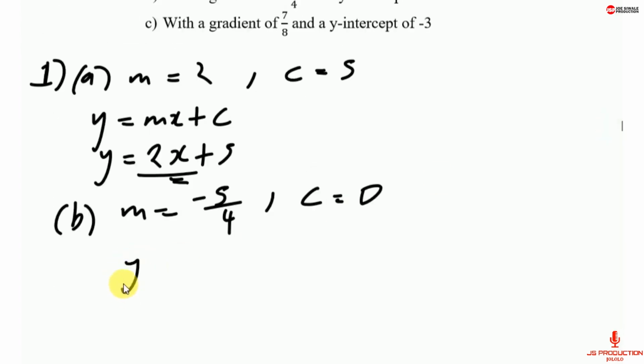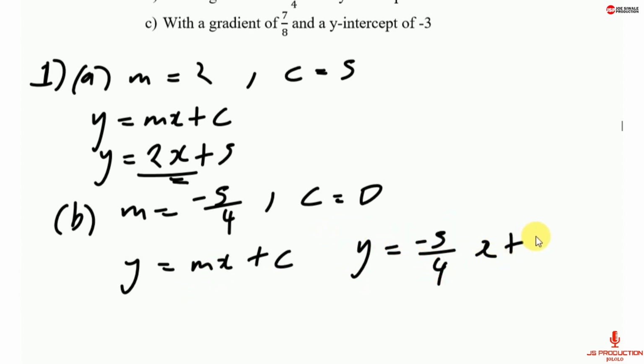And from this we're going to say y is equal to mx plus c. So we know that m there is negative 5 over 4, x plus, and our c we have been given as 0. So from that we can say y is equal to negative 5 over 4 x. We're not going to write the 0, we're just going to write negative 5 divided by 4 x. So that's going to be our answer.